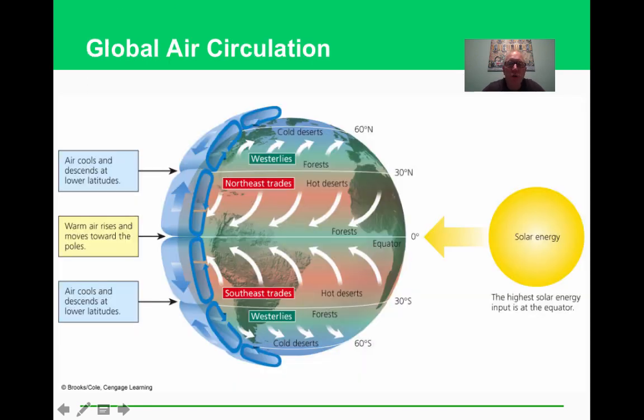Okay, so here we have the uneven heating. So the sun is always above the equator at an angle to every place else. And that's a big part of how the circulation of the winds is going to go.